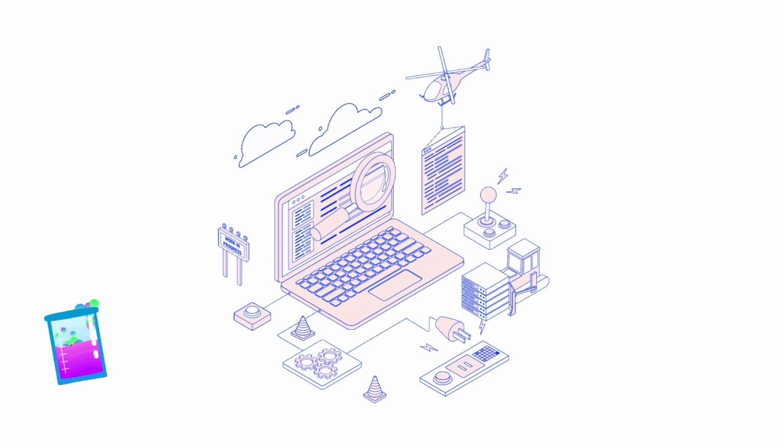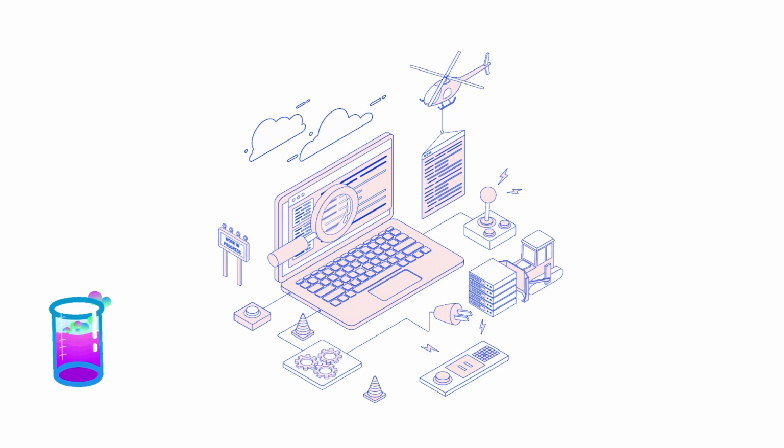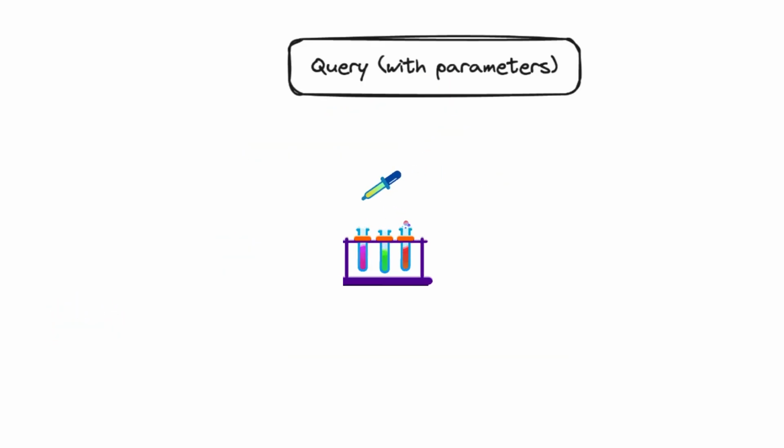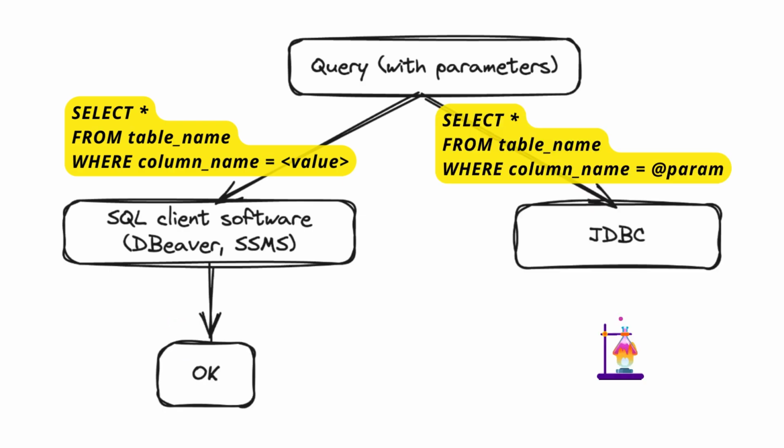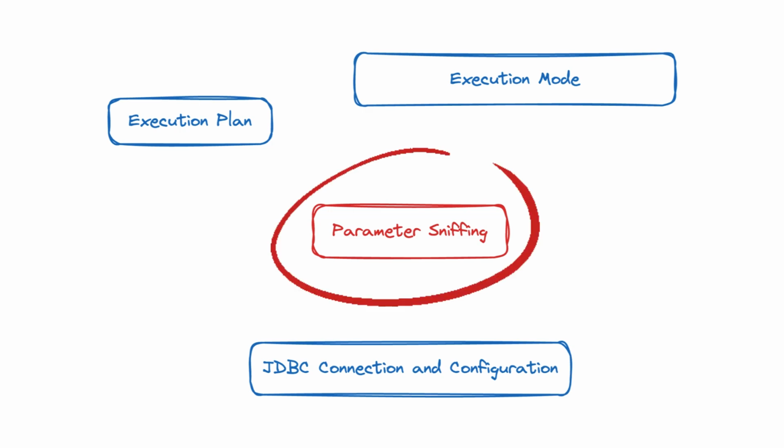Have you ever experienced an issue with SQL Server where running some queries or stored procedures on SQL client software like DBeaver or SQL Server Management Studio (SSMS) yields quick results, but running them through JDBC is very slow or yields no results? One common cause of this issue is parameter sniffing.